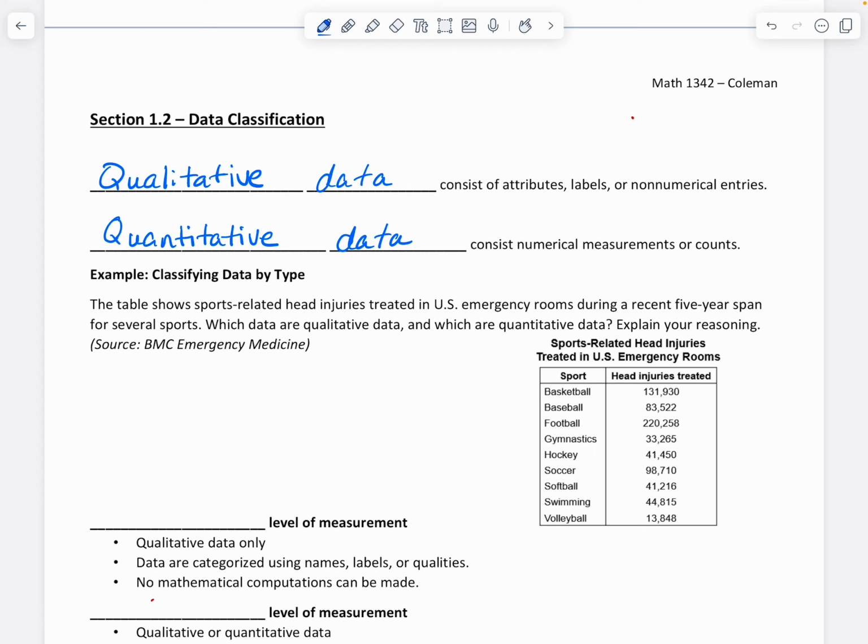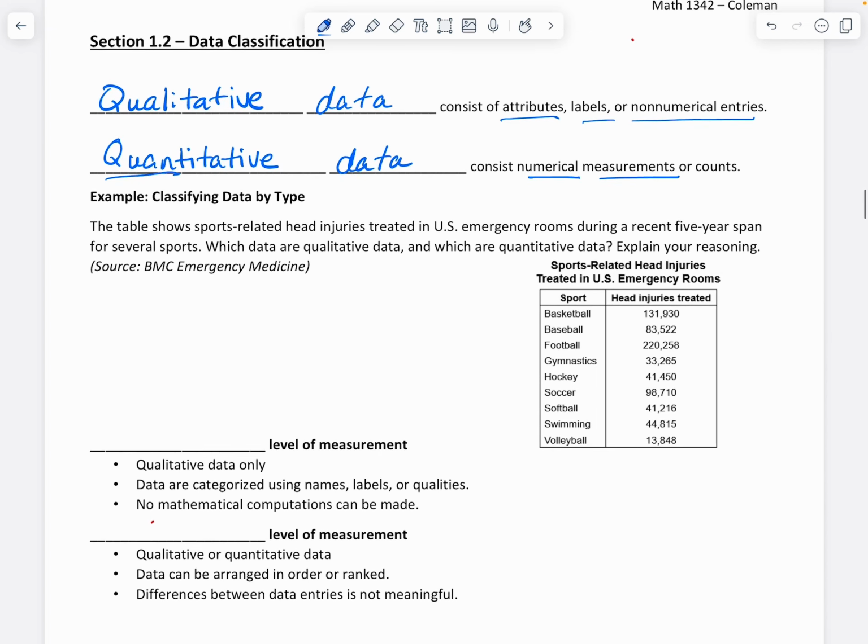Qualitative data consists of attributes, labels, or non-numeric entries, so some quality about the data. Quantitative consists of the numeric measurements or counts, so quantity. Example, the table below shows sports-related head injuries treated in the U.S. emergency rooms during a recent 5-year span. Which data are qualitative and which are quantitative?